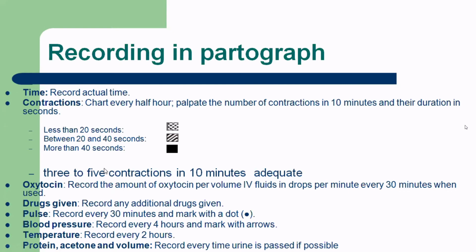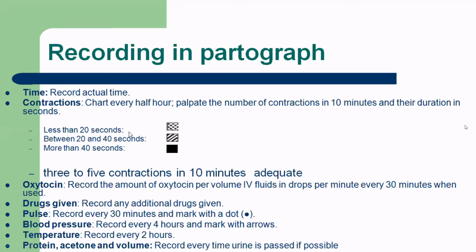Right. Recording in the partograph. First thing to note is the cervical dilatation, and then you record the actual time after that only, right? And contraction is noted as it is recorded every half an hour, and you have to note the number of contraction in 10 minutes and their duration in seconds, right?